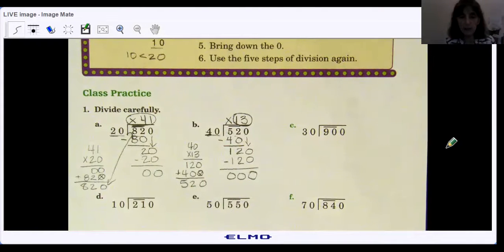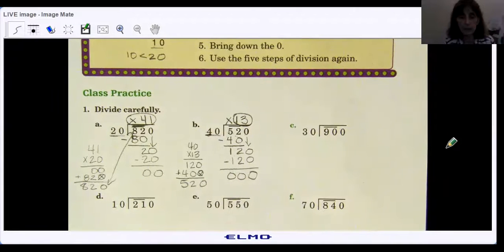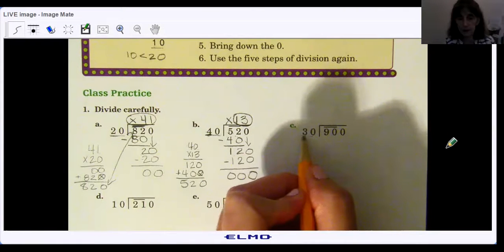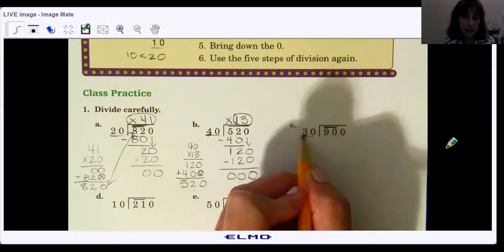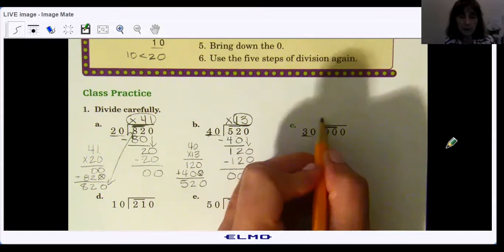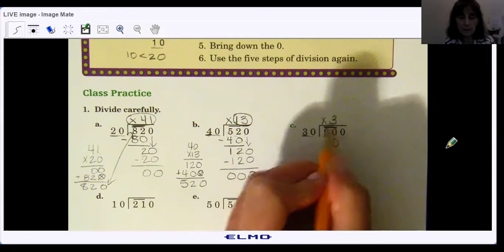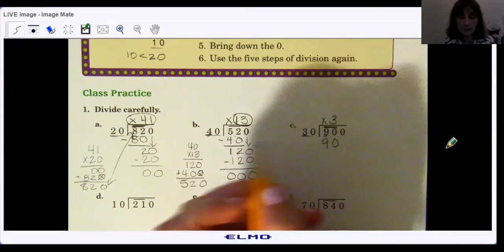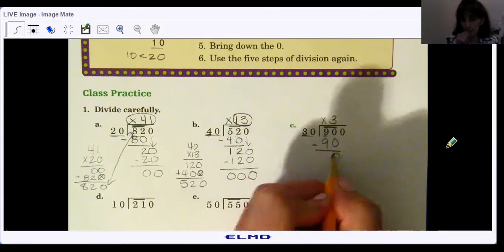Oh my goodness. 900 divided by 30. Okay, how many 30s are in 9? 0, you can't do it. How many 30s are in 90? Okay, let's look about how many 3s are in 9. 3. So let's multiply by 3. 3 times 0 is 0, and 3 times 3 is 9. Draw your line and subtract. 90 take away 90 is 0.